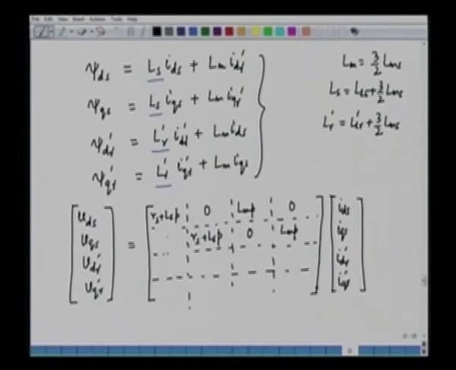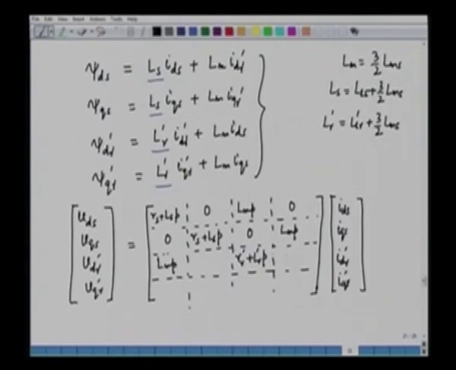There is no rotational induced EMF, so we can make this element equal to 0. In the rotor, we have the rotor resistance drop, the rotor inductance drop, and then we have coupling with the d axis stator.